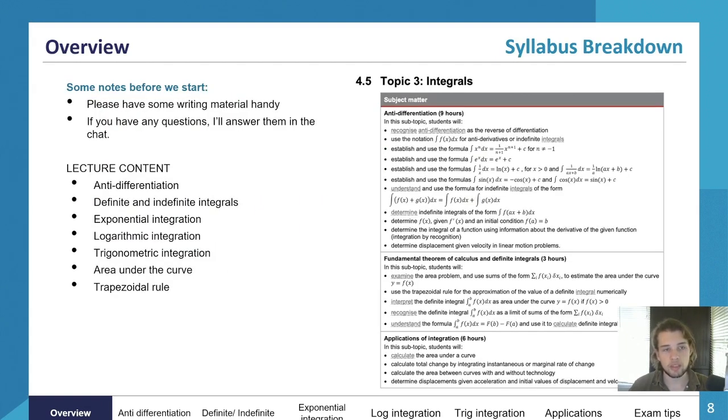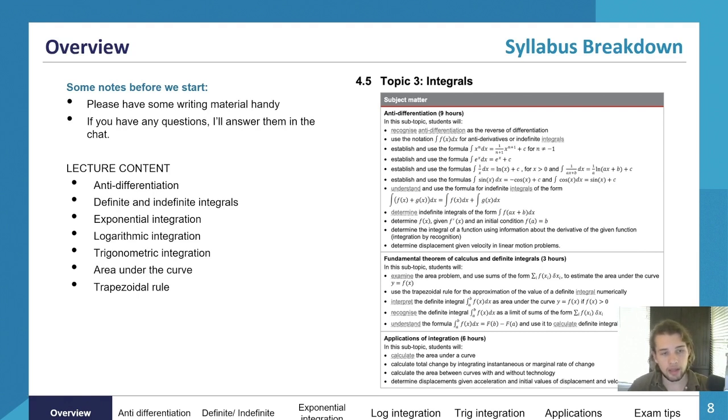So some notes before we start. It'd be good if you could try to have some material with you, paper and pen, so you could try to work through the questions at the same time, so you could see where you've made mistakes and such. And it might be good for you to write notes as well if that's what you like to do.